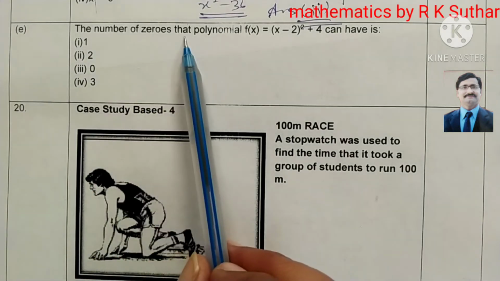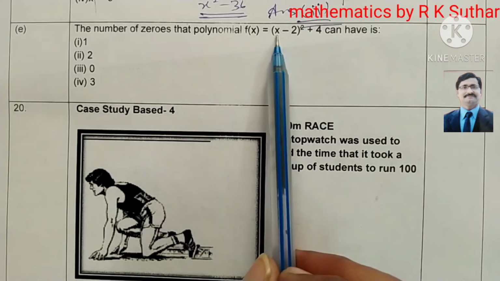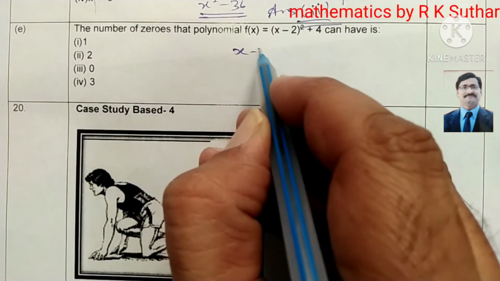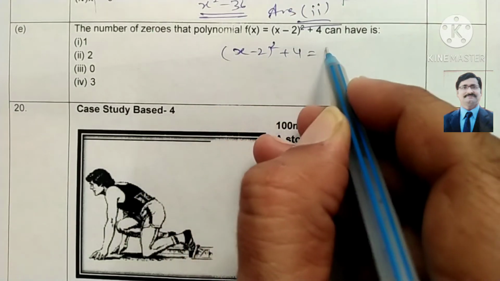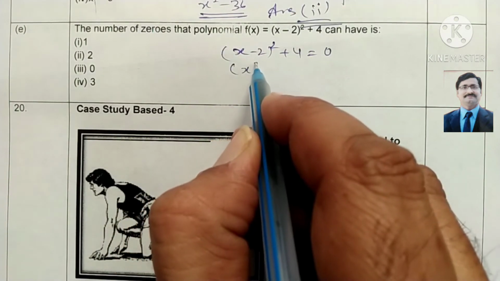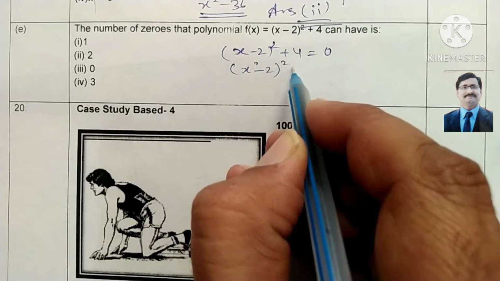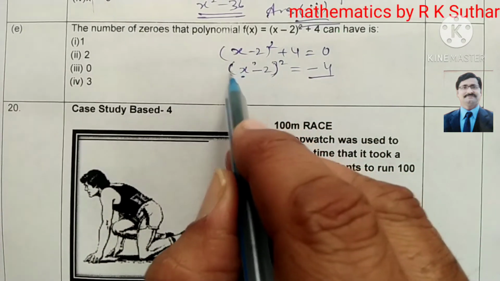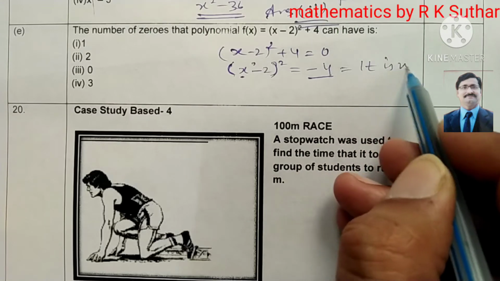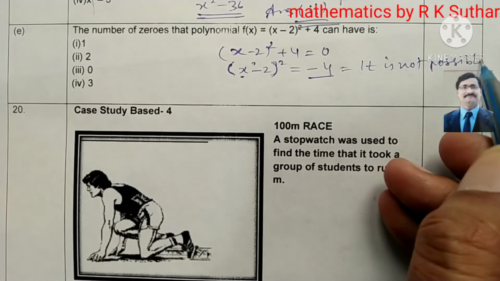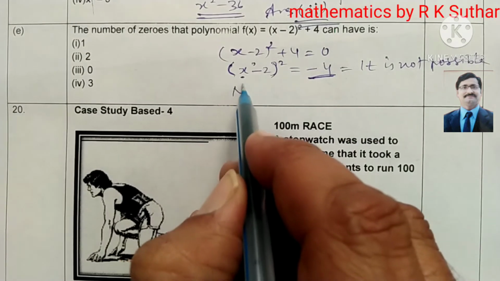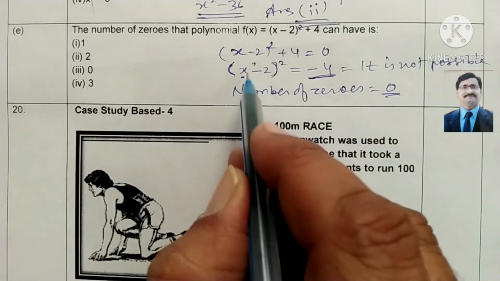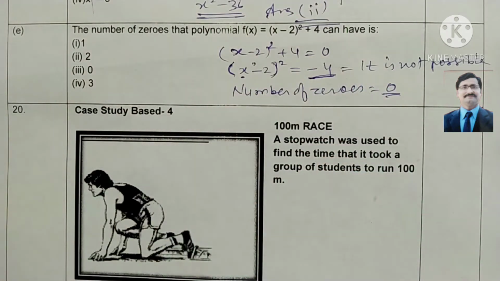The number of zeros that the polynomial f(x) = (x − 2)² + 4 can have. We have to find the number of zeros. For that we set the polynomial equal to 0, so (x − 2)² = −4. This is not possible, because the square of any number cannot be negative. So the number of zeros will be 0. We do not have any value of x such that we get a negative square.